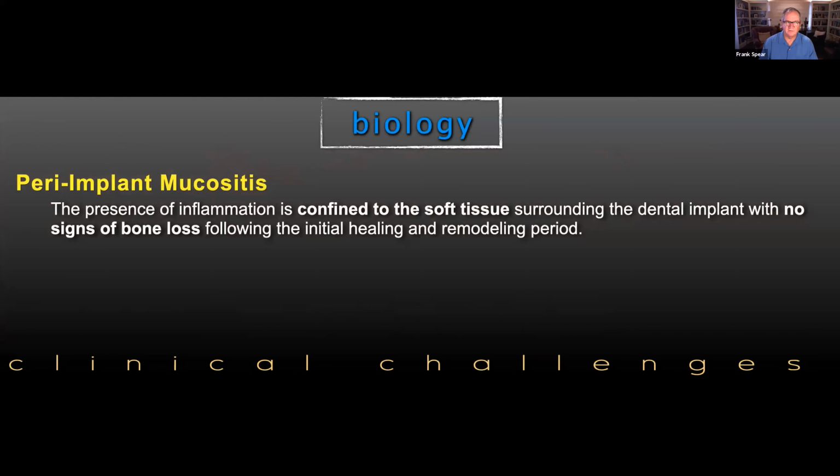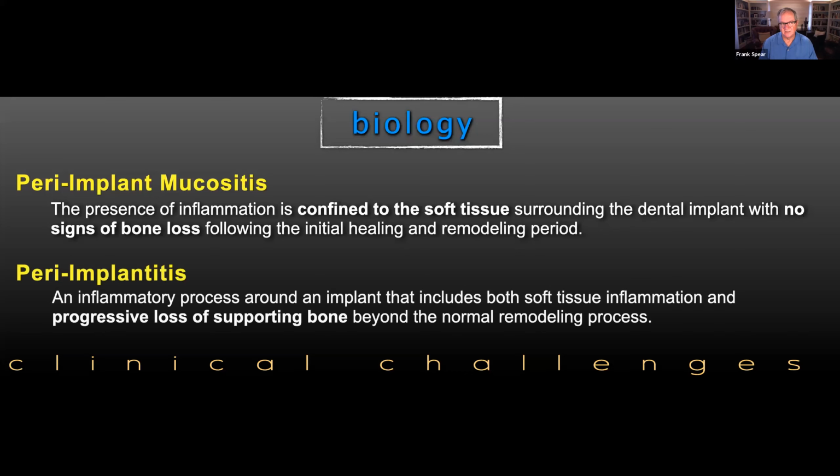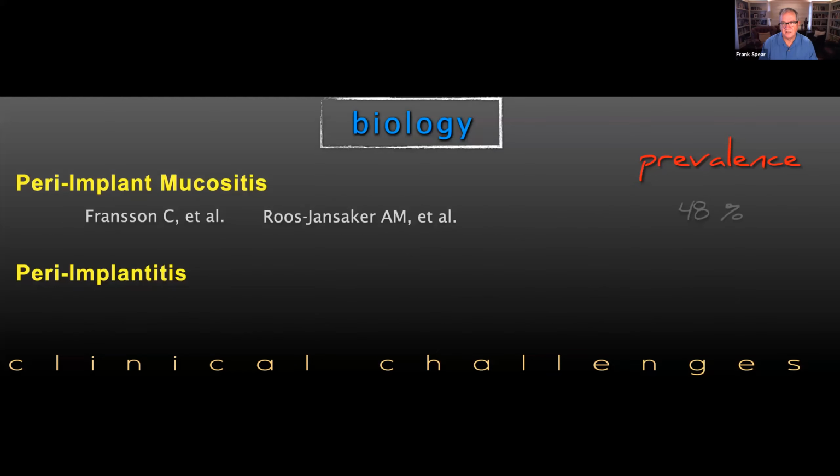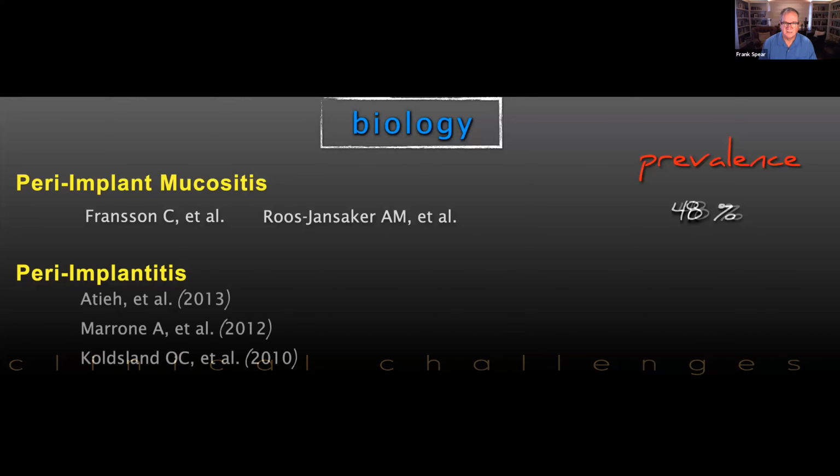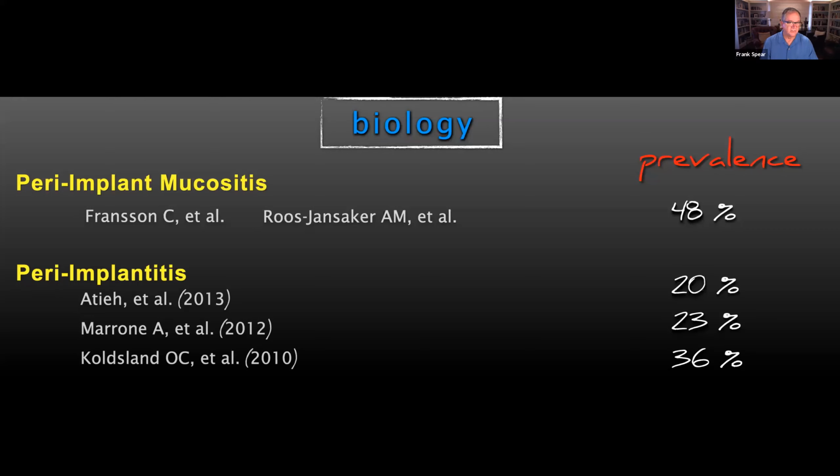And if we start looking at more current literature about the biology, peri-implant mucositis is inflammation confined to the soft tissue. Peri-implantitis is an inflammatory process that includes both soft tissue and the loss of supporting bone. If we look statistically right now at prevalence, depending on whose study you read, almost 50% of the implants long-term have some level of mucositis. And again, depending on whose study you read, anywhere from 20 to 36% have more bone loss than you would expect. So it's not saying implants aren't great, but implants do have complications.